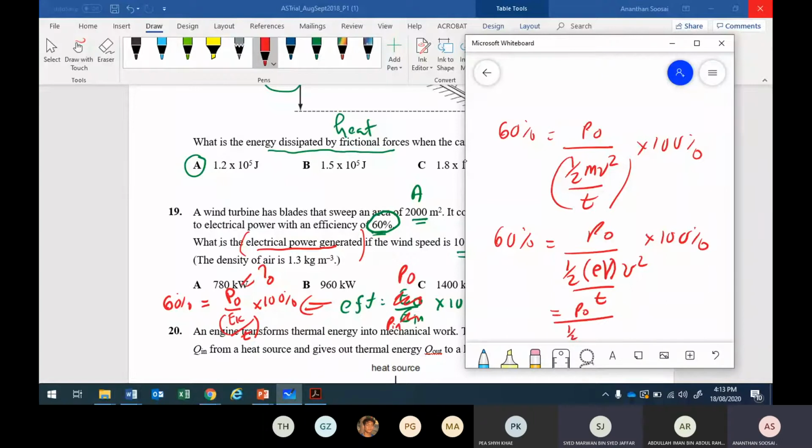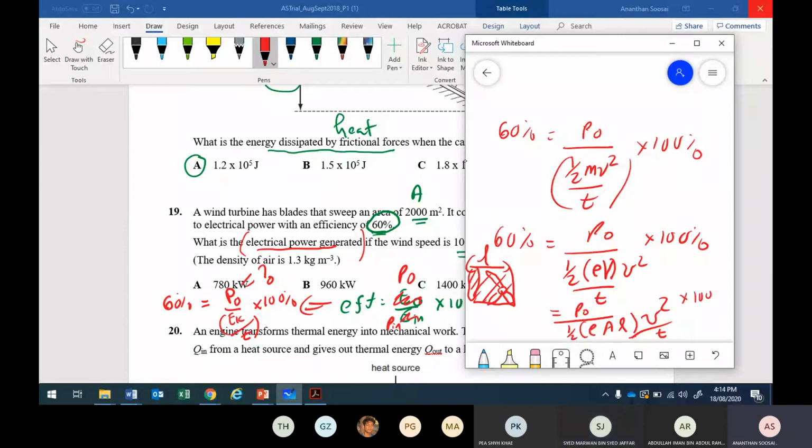What is your rho? Rho is rho. Volume is area times the length, V squared over T, right? If you have a turbine here, the length is the distance traveled by the wind. The area is the area of the blade, and the length is the distance traveled by the air. These are the volume of the air which has been transferred.